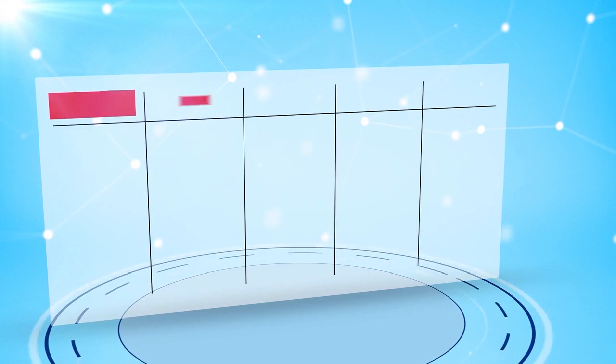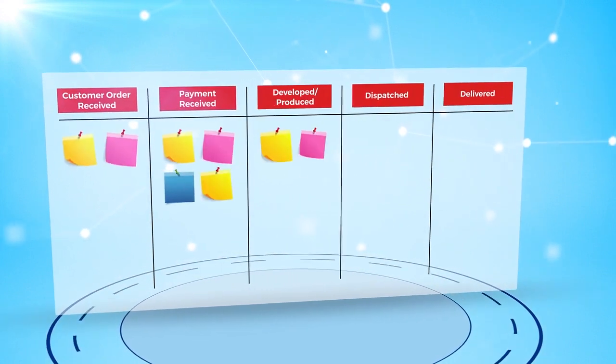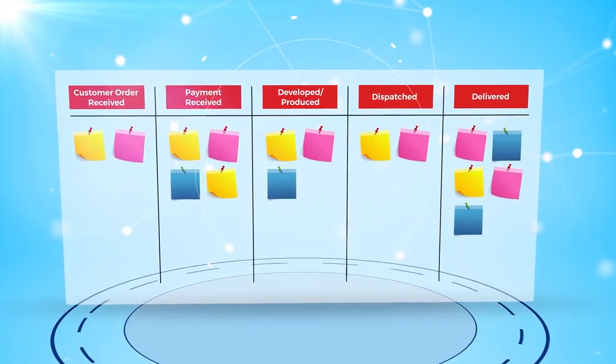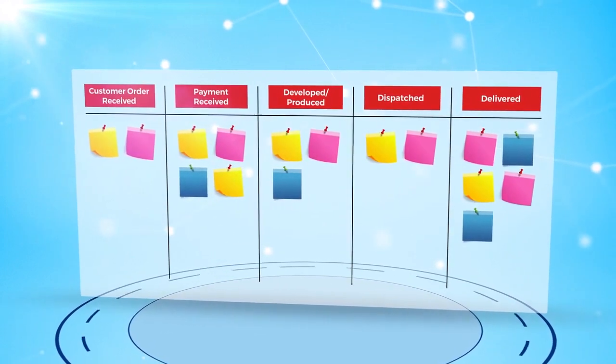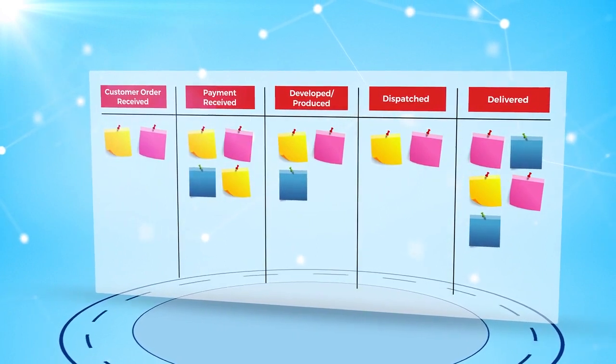Visually organizing a team's workflow into columns to depict stages and using sticky notes to depict tasks that move through the process is a great starting point for implementing Kanban. However, Kanban can be much more elaborately utilized.